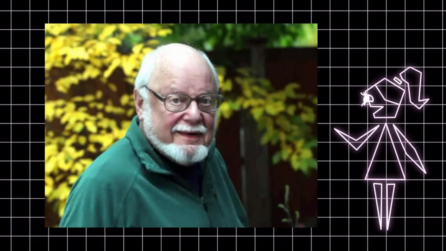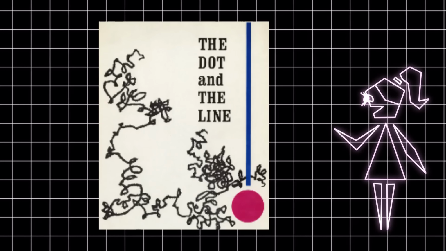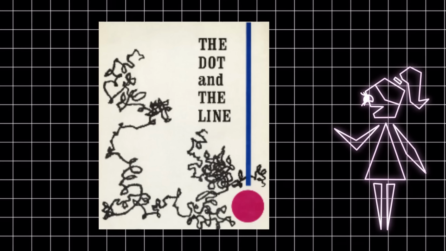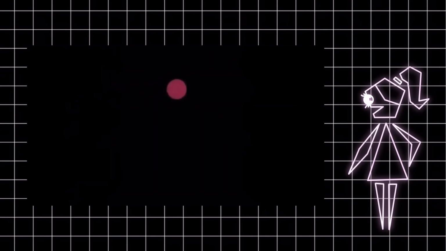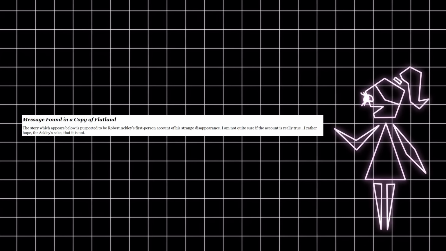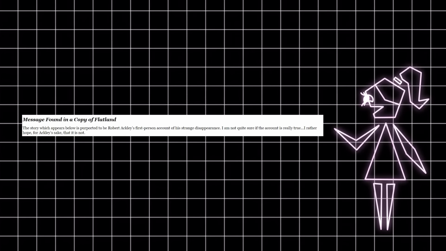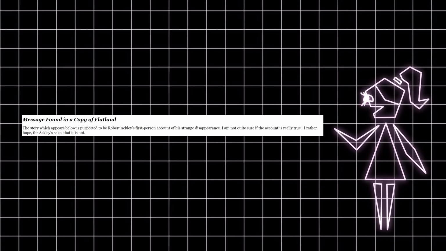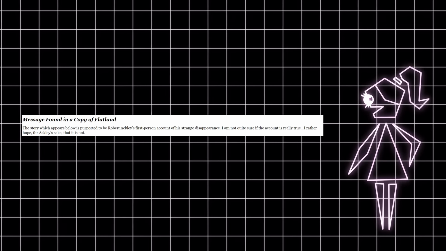In 1963, Norton Juster, the guy who wrote the Phantom Tollbooth, wrote a charming children's book called The Dot and the Line, A Romance in Lower Mathematics, which 2 years later was turned into a really charming short film that won an Academy Award for animation. In 1983, Rudy Rucker, an American mathematician and computer scientist, wrote a short story called Message Found in a Copy of Flatland, in which Flatland turns out to be a real place in the basement of the school Abbott used to run, although now it's a restaurant and the owner is trapping people inside of Flatland and stealing their money.